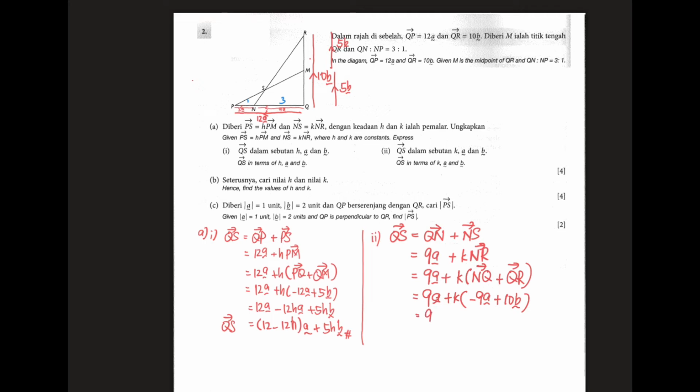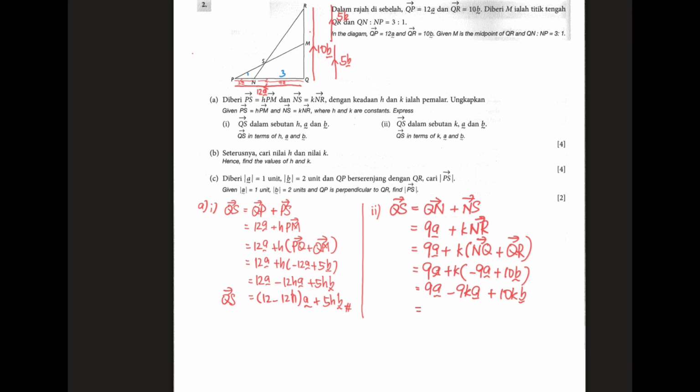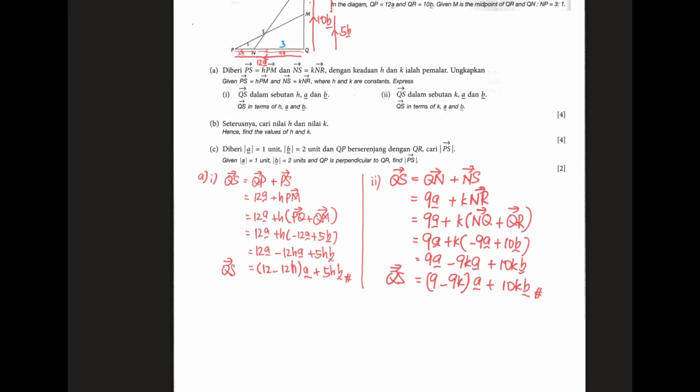Okay, now I expand first. 9A minus 9KA plus 10KB. Then I factorize the vector A, and I put the vector A at the back, and then 10KB. So I get QS. QS equal to this. Once you get QS, now we settle part 1 already. I mean we settle A already. Okay, we look at B.